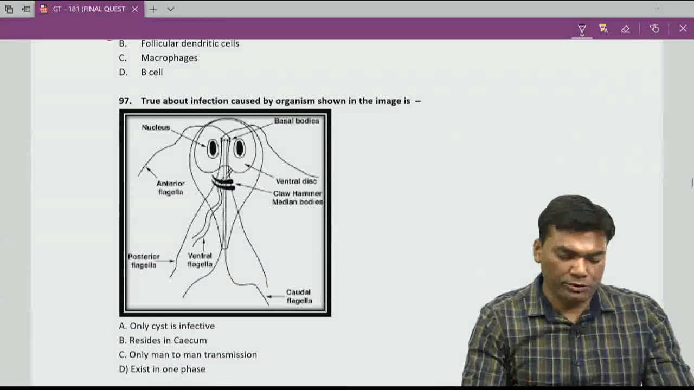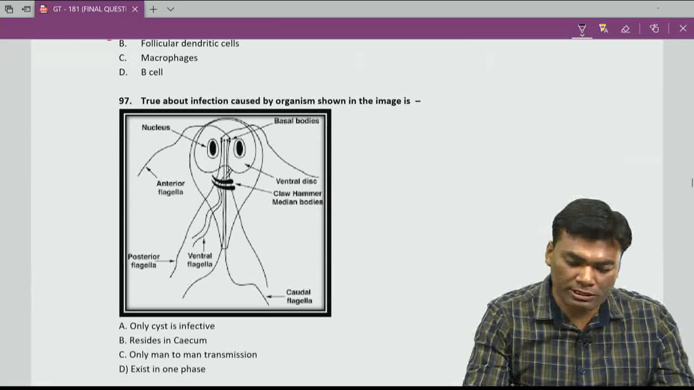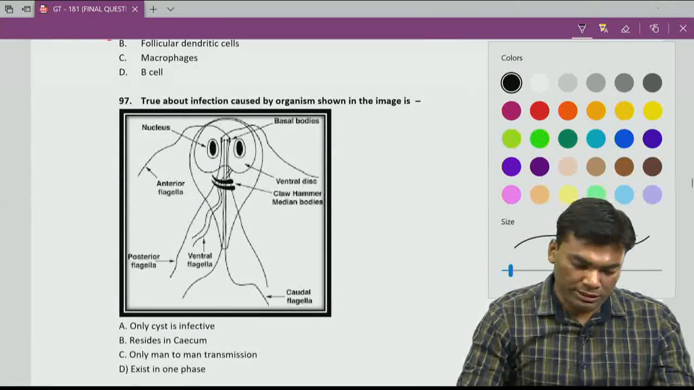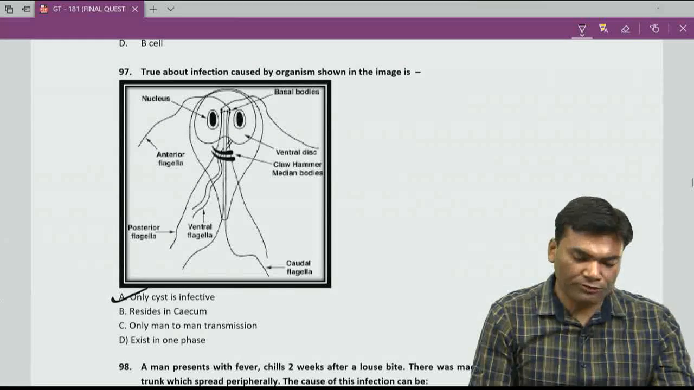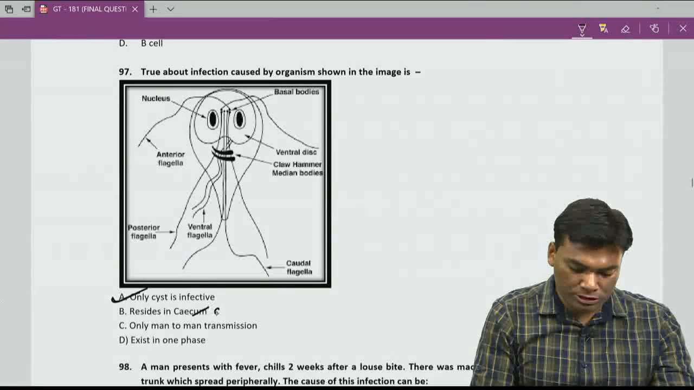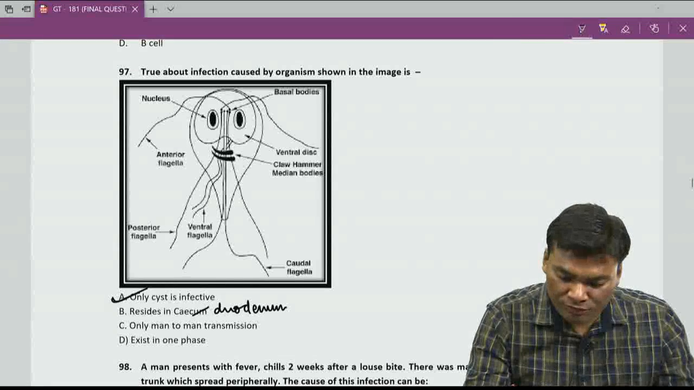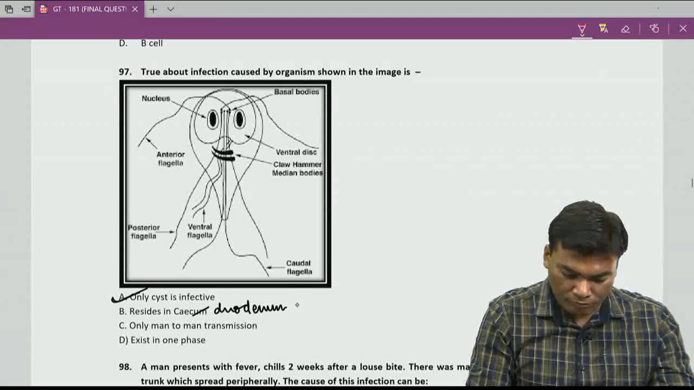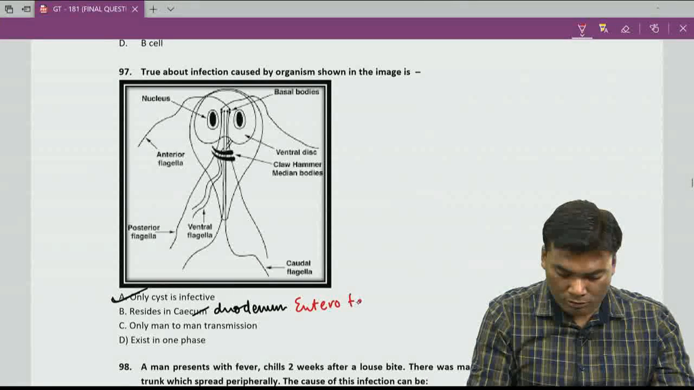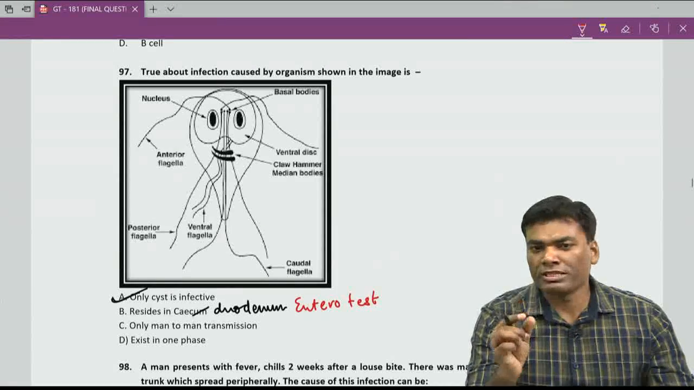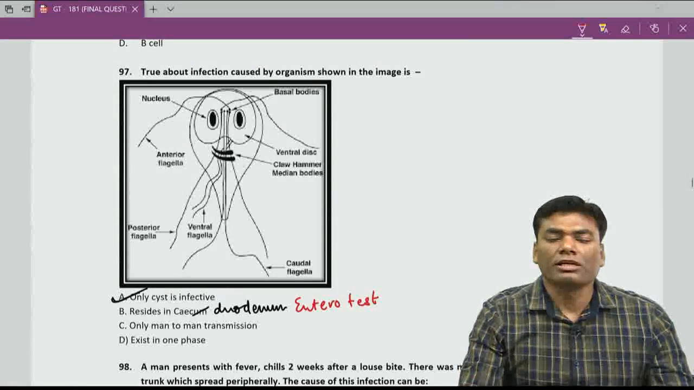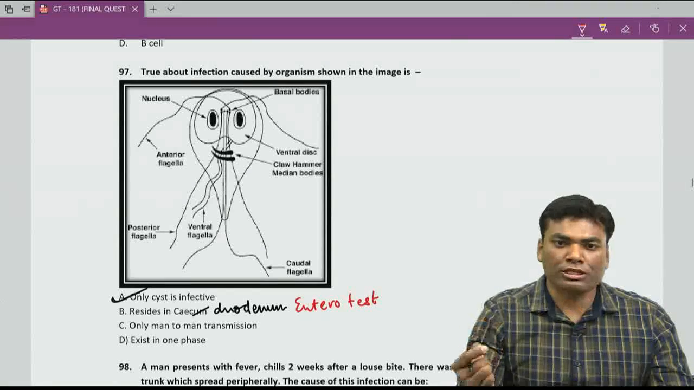Okay. The next question is, true about infection caused by organisms shown in this figure is. So now the correct answer here is, only cyst is infective. Now this does not reside in the cecum, this resides in the duodenum, right? For that we do an entero test. Because it is there in the duodenum, we put a string with a small weight tied and it goes in the duodenum. From the duodenum, we take that sample out and we look for this giardia, right?